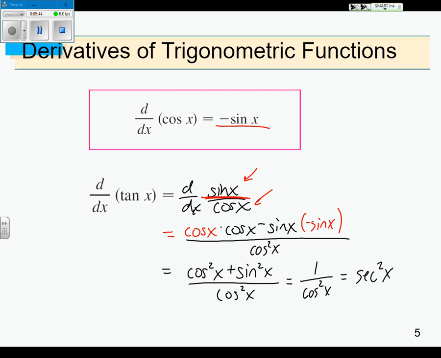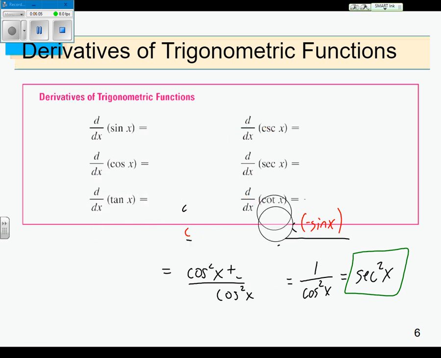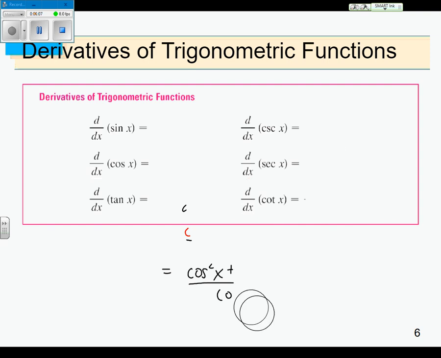So yes, I have just proven that the derivative of tangent is secant squared. And so as you can see, I could go through and do the other 3 trig functions, cosecant, secant, and cotangent, the same way. All right? It's going to ask you to do some of those in your homework. I'll just go ahead and tell you what they are so that you can work your way towards it.